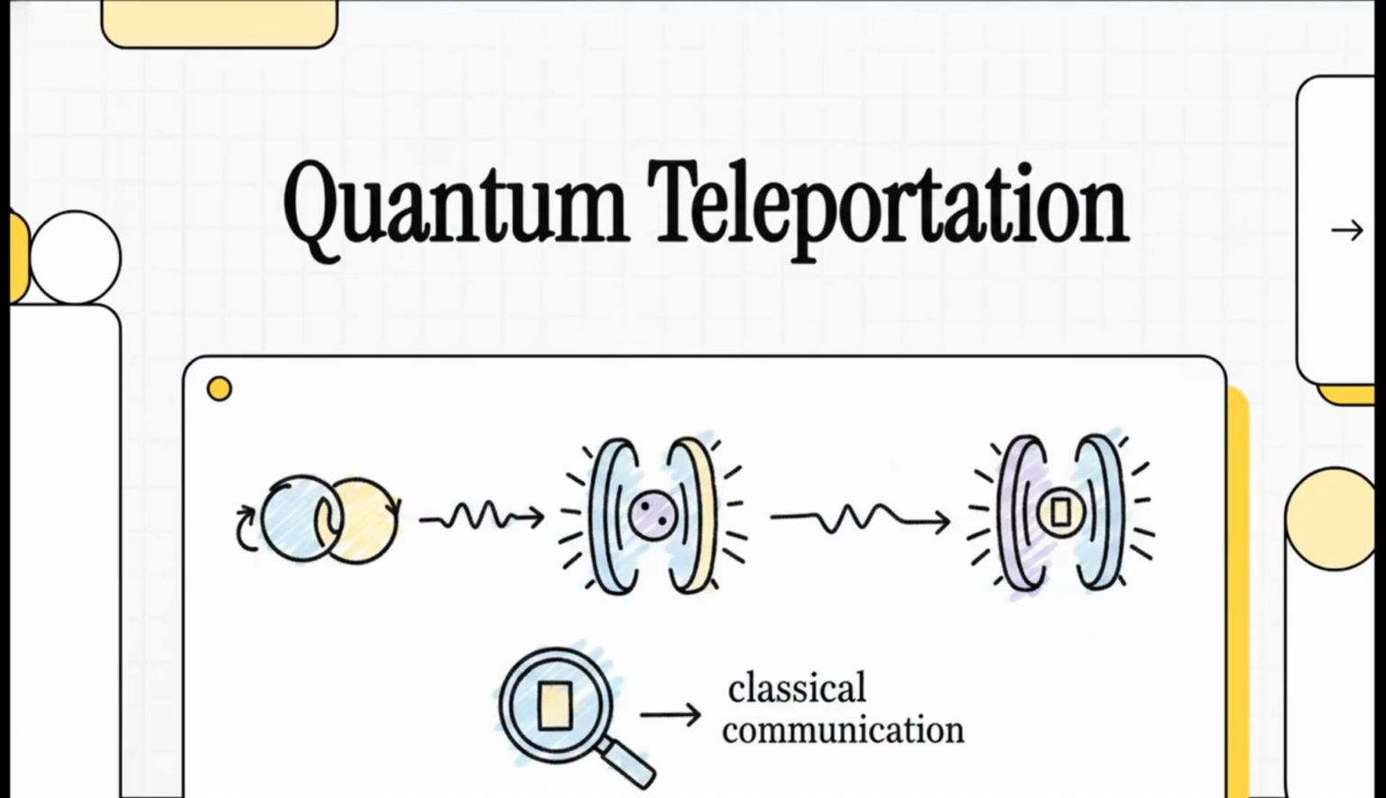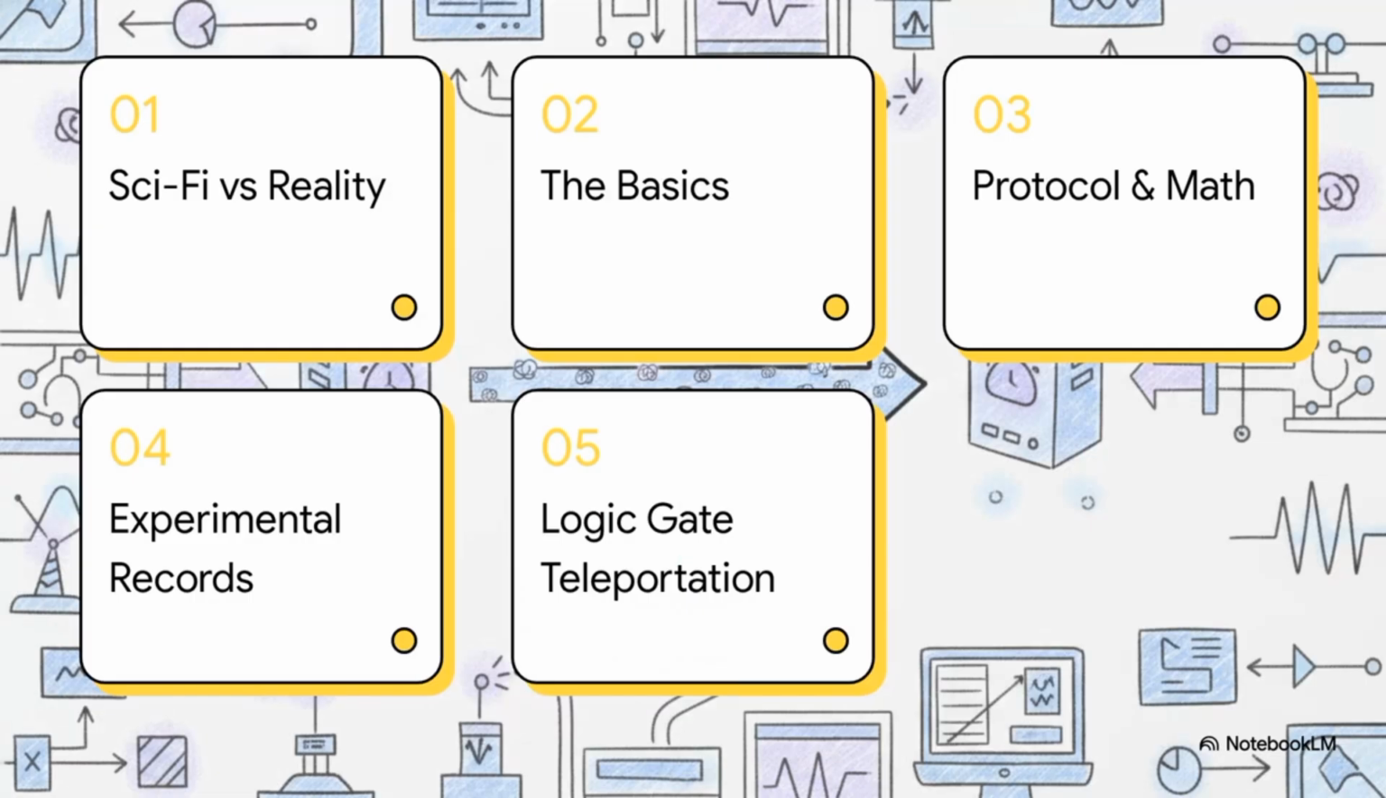Okay, let's dive into this. Today, we're taking on a topic that honestly sounds like pure magic, but is actually grounded in some of the absolute most rigorous physics of our time. We are talking about quantum teleportation. Our goal for this explainer is simple, but kind of ambitious. We're going to separate quantum reality from science fiction and figure out exactly how scientists are transmitting information across space right this very second. So here's our roadmap.